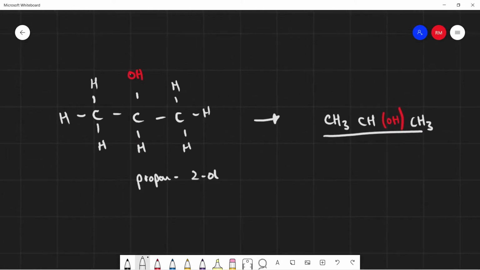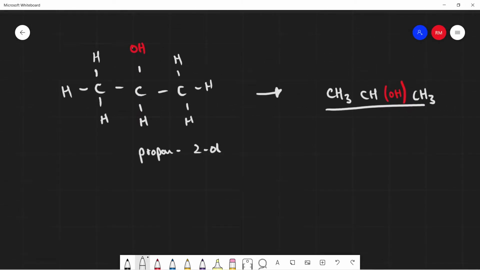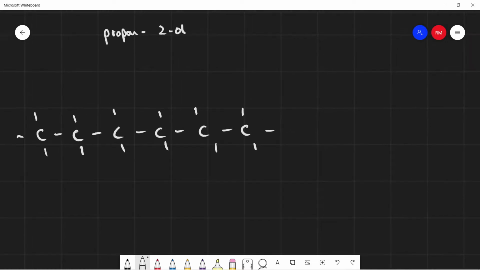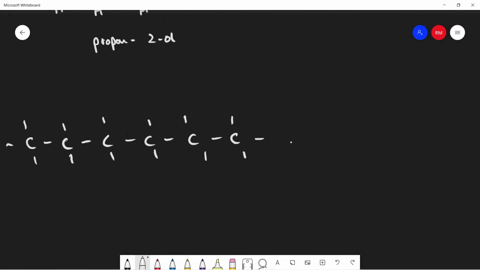Okay, so we know how to draw this. What if I say we have some sort of longer alkane, and I'm not going to draw in the hydrogens here, but just want you to know that at the end of every single covalent bond here, there is a hydrogen. How might we draw this in structural formula? This is 1, 2, 3, 4, 5, 6. This is hexane here. How might we draw hexane in structural formula?